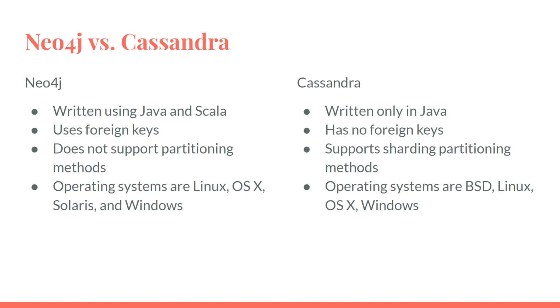Neo4j does not support sharding, where Cassandra does support sharding, which is a huge advantage over Cassandra for those medium-sized companies where you will not have that bottleneck of the master-slave architecture. And lastly, Neo4j supports Linux, Mac, Solaris, and Windows, where Cassandra supports Linux, Mac, Windows, and BSD.